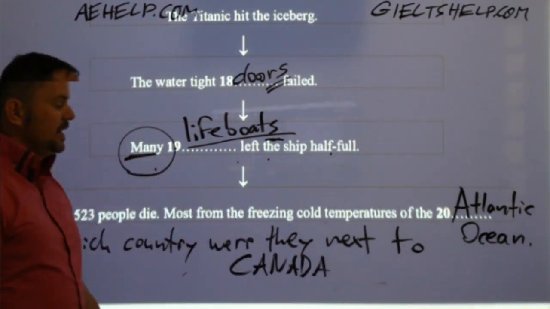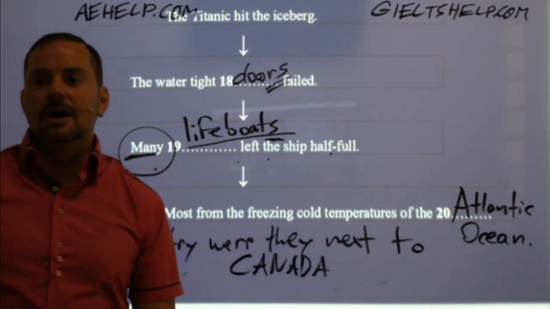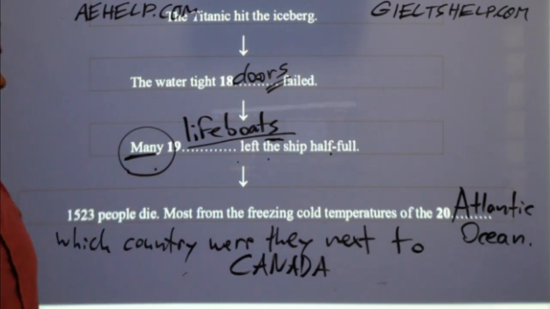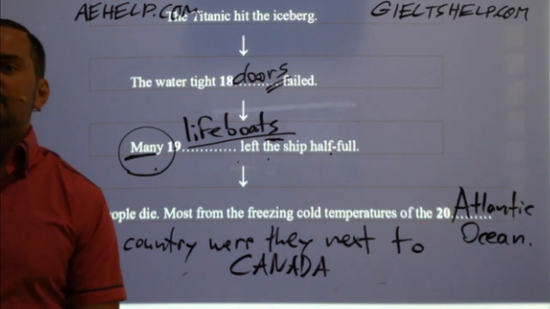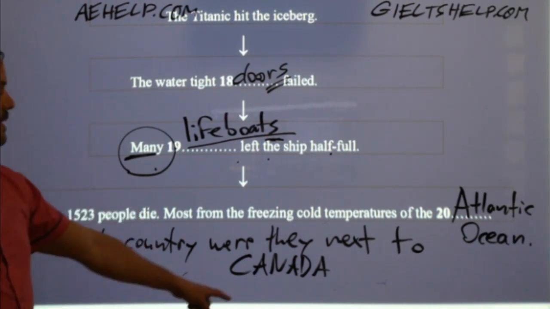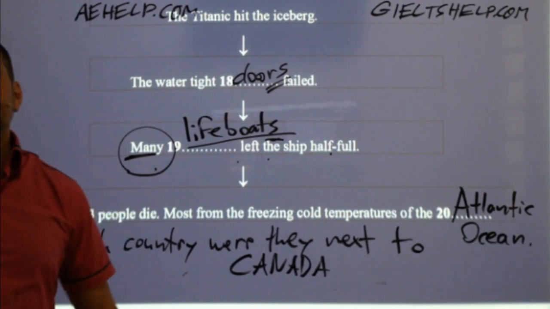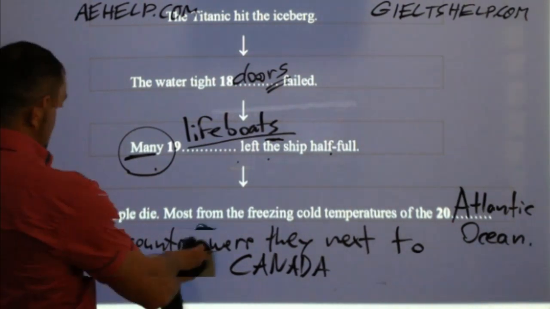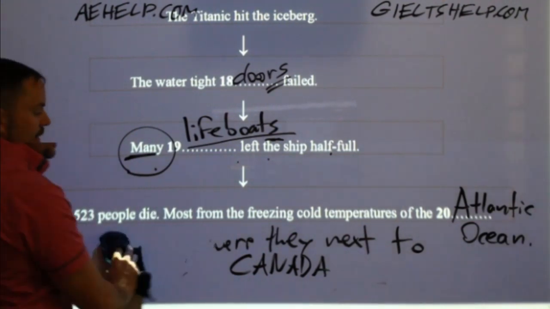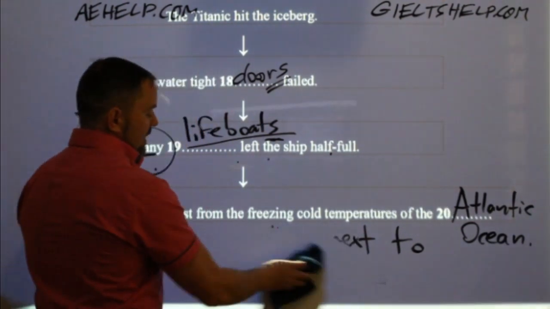They were near the province of Newfoundland. Definitely not Brazil, Shirojirin. The water's pretty warm there. Okay, so they were next to Canada. Canada. That's why it was so cold. They were near Newfoundland. Newfoundland.